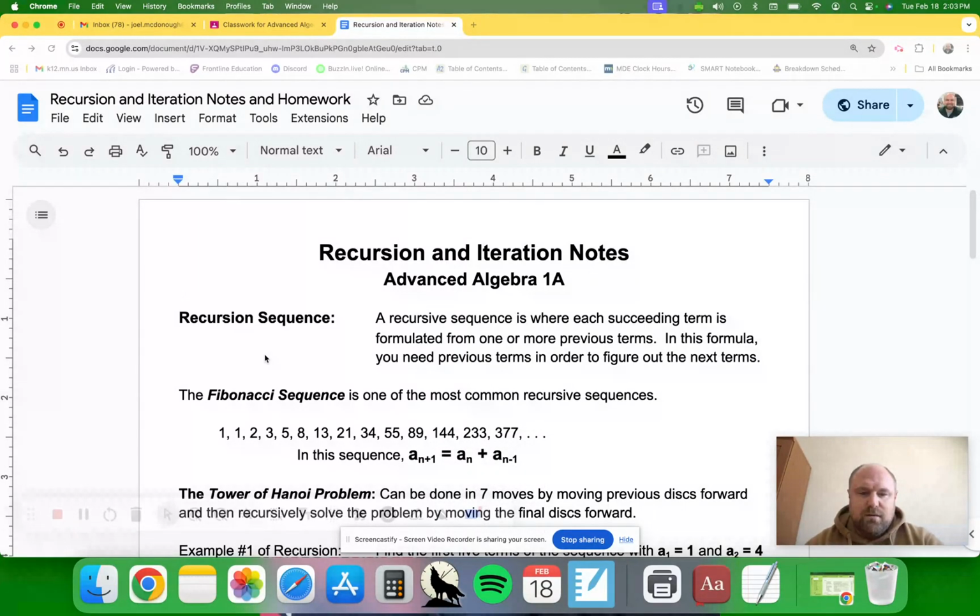With recursion and iteration, the idea is that you're going to take previous terms and add them together to get the next term. So the idea with the Fibonacci sequence, which is one of the most common recursive sequences, you take the previous two terms, 1 and 1, and add them together, get 2. To get 3, you would take 1 plus 2. To get 5, you would take 3 plus 2. To get 8, you would take 5 plus 3. So the previous two terms give you the next term. So for 55, it would be 34 plus 21, and so on.